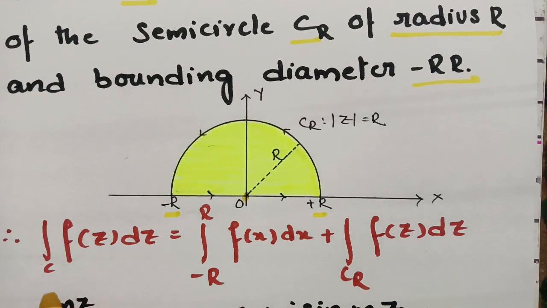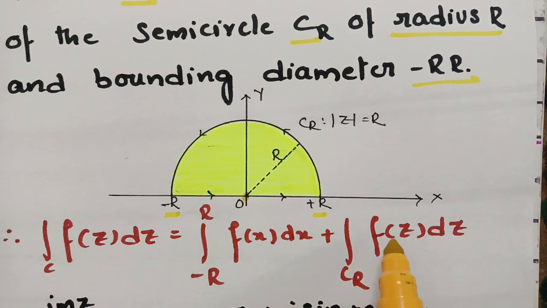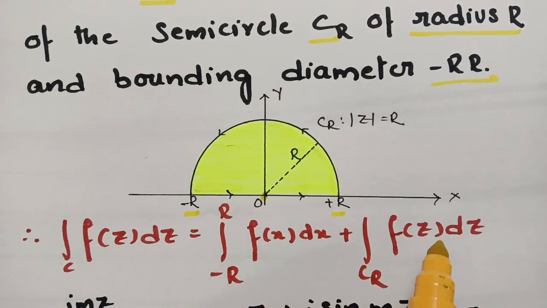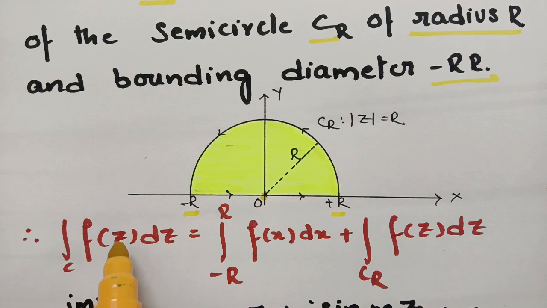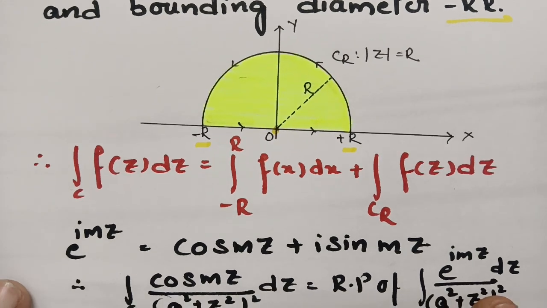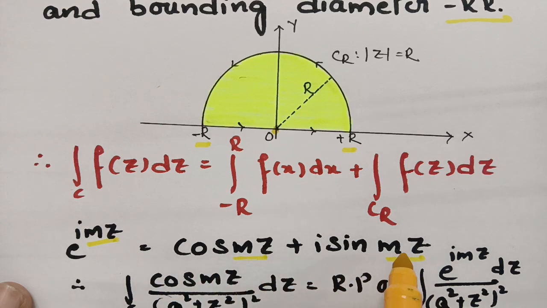So the contour C is split into two parts: integral from minus r to plus r of f of x dx, as it is the real axis, plus integral over CR of f of z dz. We have to find both values and substitute so that we get the total integral value. As you know, e power i theta is cos theta plus i sin theta. Here e power imz, in place of theta we have mz. So this will be cos mz plus i sin mz.